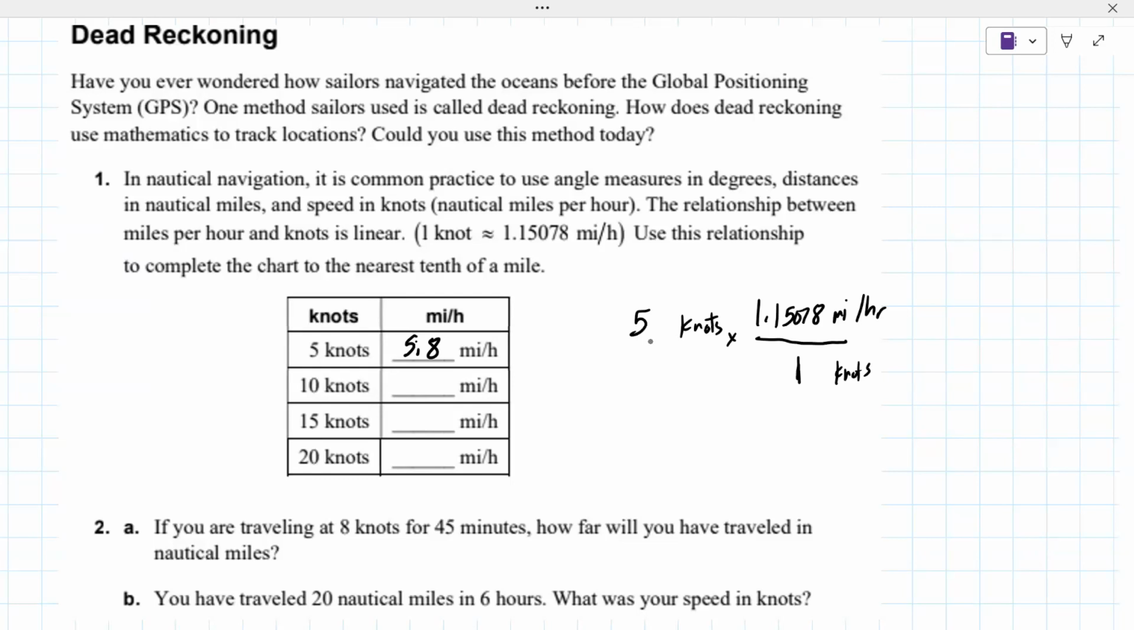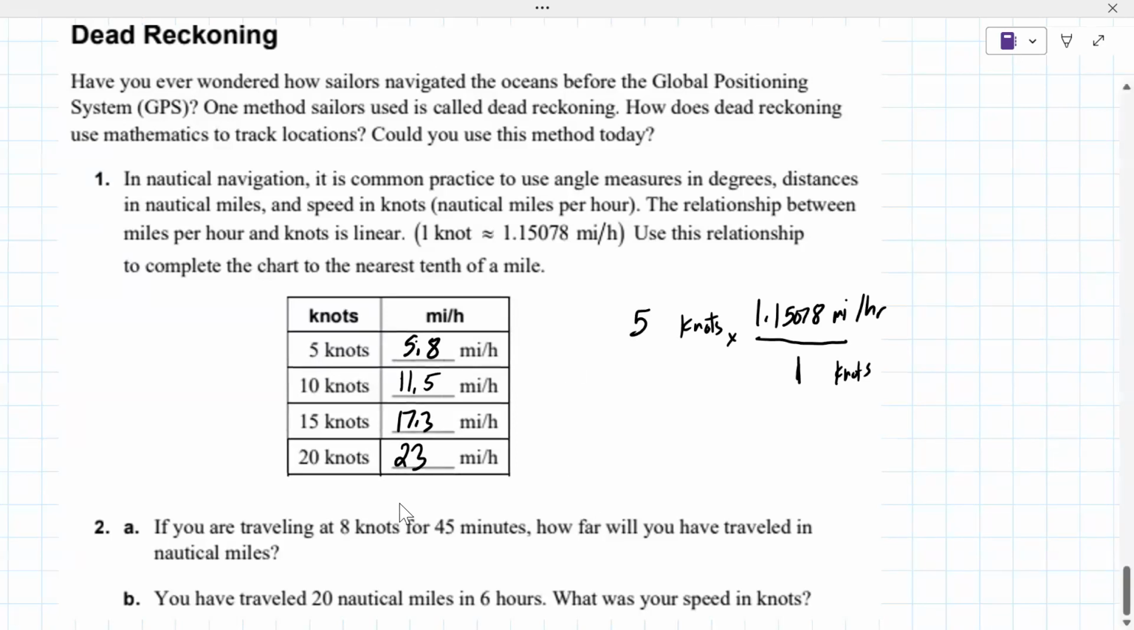Then 10 knots is 11.5 miles per hour. Okay, keep going. 15 knots is 17.3 miles per hour. Okay, 20 knots is 23.0 miles per hour.